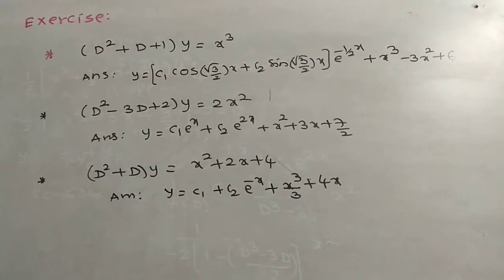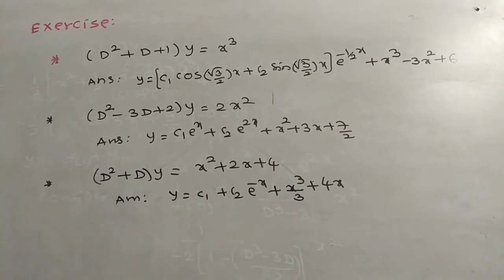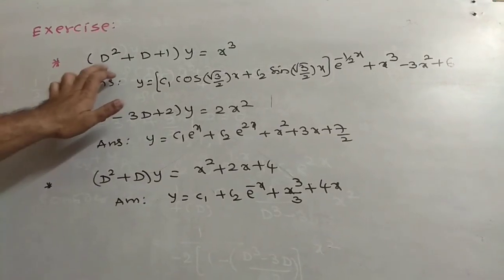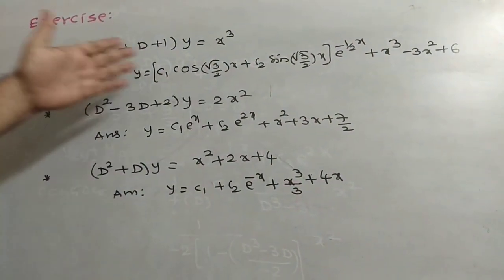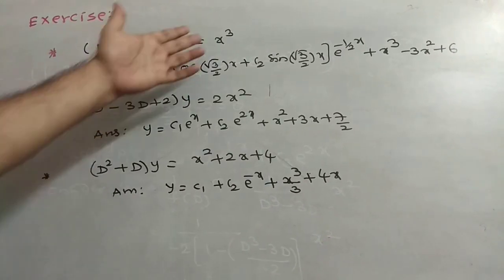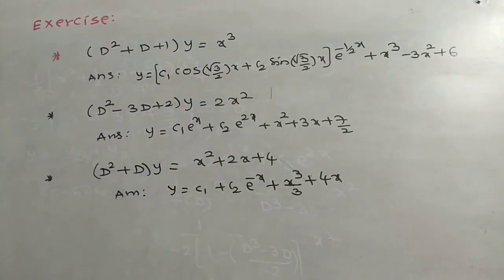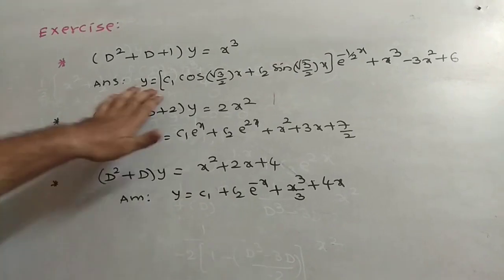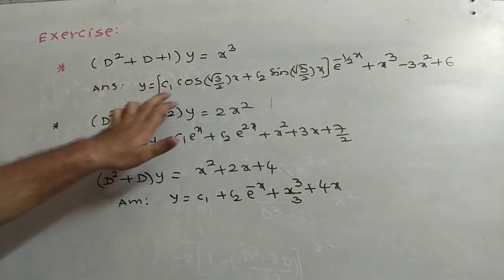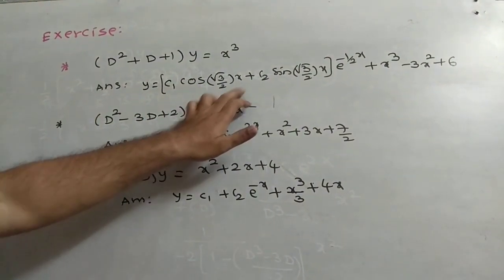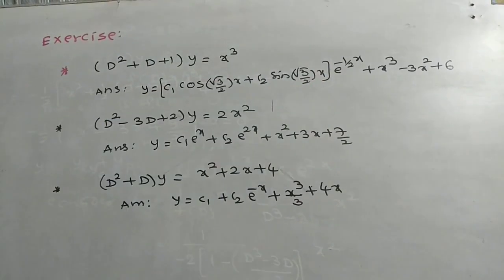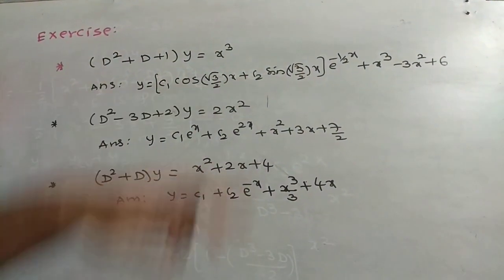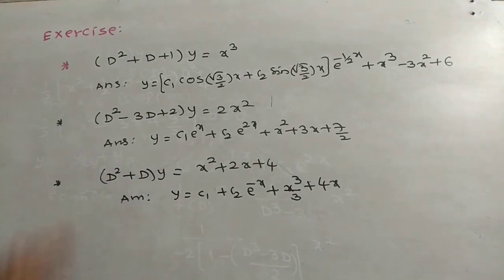Now let us have certain exercise problems on x to the power of k. The first one, (d square plus d plus 1) of y equal to x cube. So directly find out your yc and yp, x power k type. So you can apply the same procedure, and this is your answer. Y equal to c1 cos (root 3 by 2 x) plus c2 sin (root 3 by 2 x), totally e power minus 1 by 2 x, plus x cube minus 3x square plus 6.